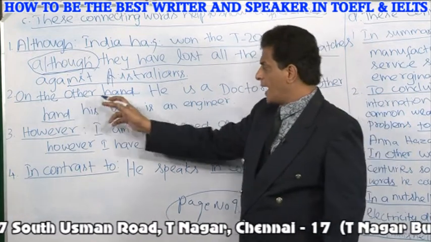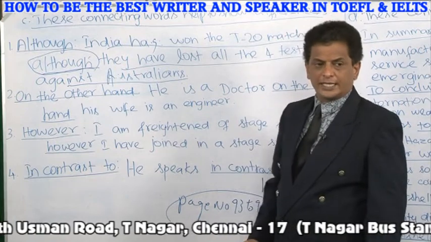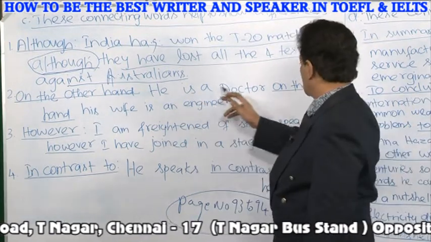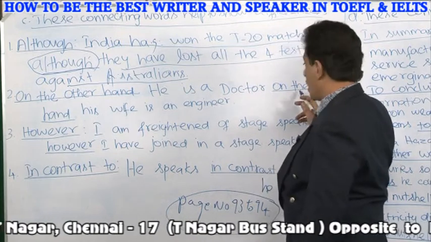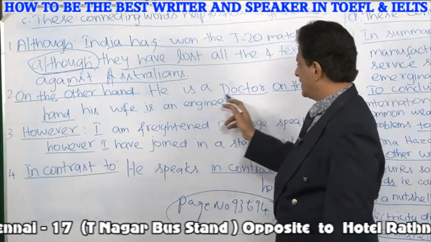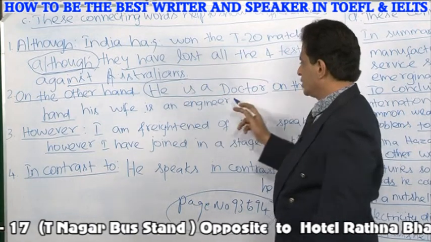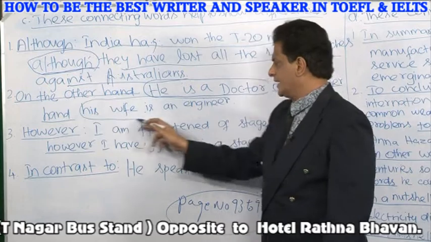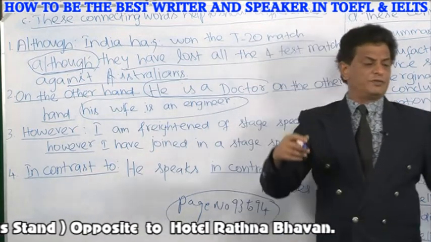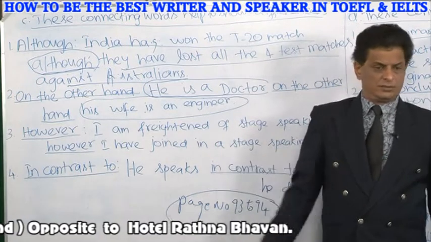Next is on the other hand. On the other hand means what? In a different way. He is a doctor. On the other hand, his wife is an engineer. He is a doctor is an idea. His wife is an engineer is a different idea. So, on the other hand shows the differences between this and that.